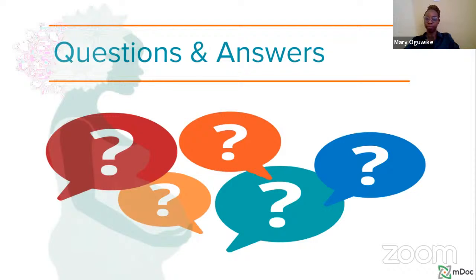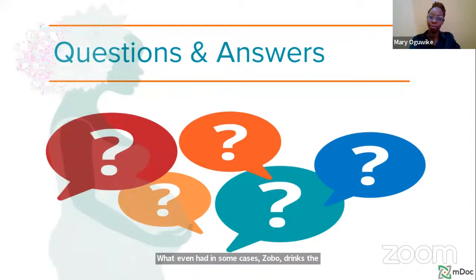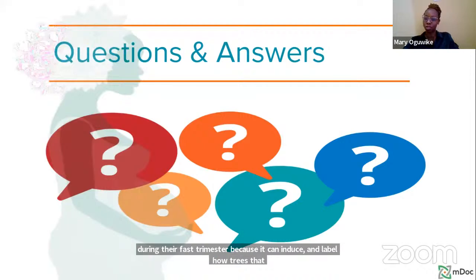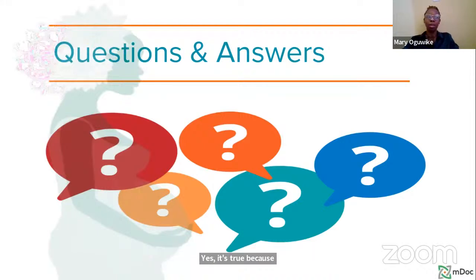So another question here: there's this saying that pregnant women should not eat pineapple, or I've even heard in some cases drink zobo during their first trimester because it can induce labor. How true is that? Yes, it's true, because pineapple and zobo help the body produce prostaglandins that can induce labor. So pregnant women are advised to at least abstain from eating those fruits while they're pregnant.